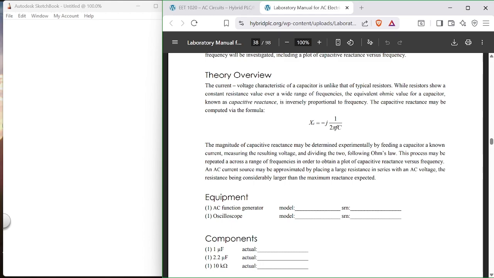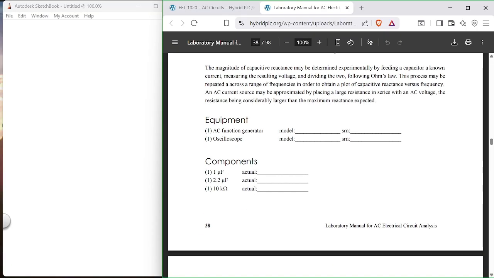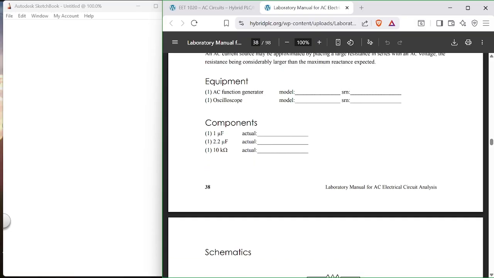Record the model of your function generator and your oscilloscope, and if you have a serial number, you don't have to fill that out, just the model is fine. And then you go and you get each of these. You might already have the 10K ohm, I do not know. You need a 1 and a 2.2 microfarad capacitor.